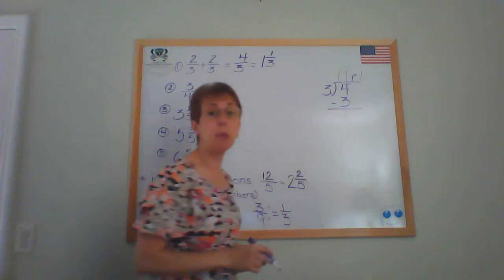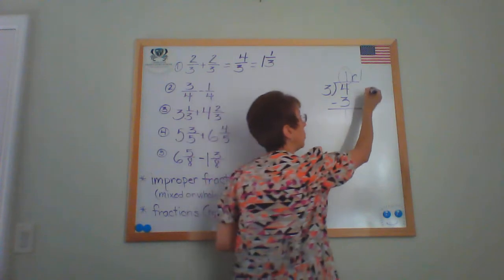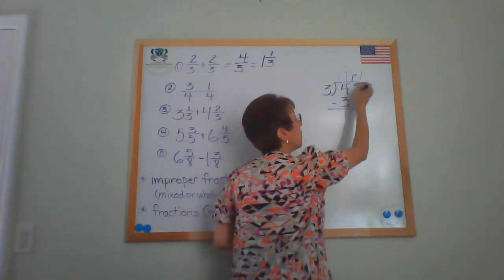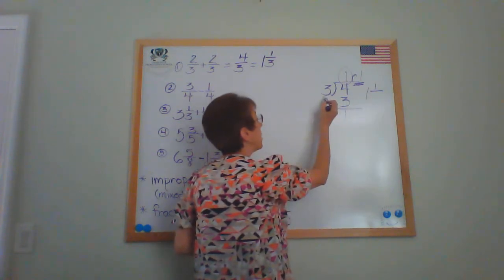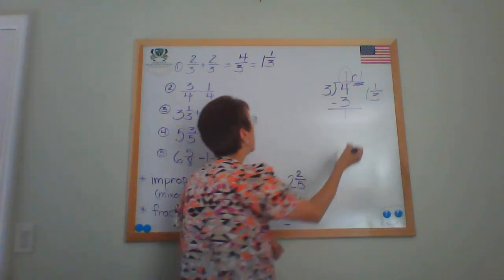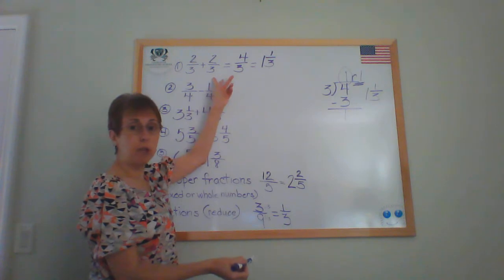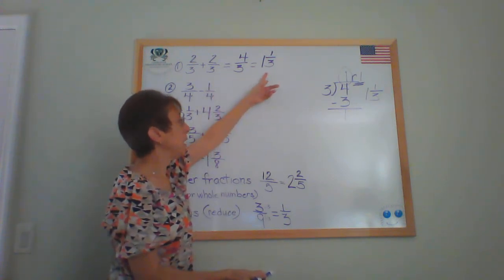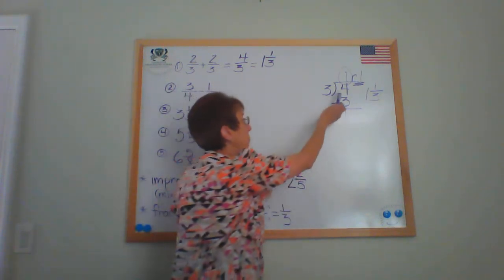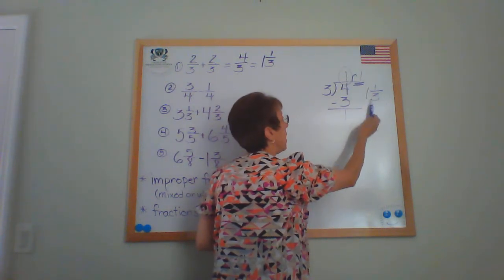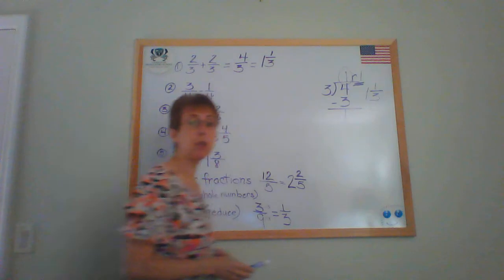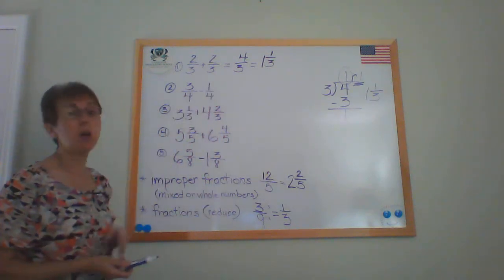Right. The first part of your quotient is your whole number. The remainder is always the numerator, and your denominator is always going to stay the same. Your denominator was 3, so your denominator here is going to be 3. So 4 divided by 3 equals 1, with a remainder of 1, and then that denominator of 3. You keep that. So that's how you got that 1 1/3.